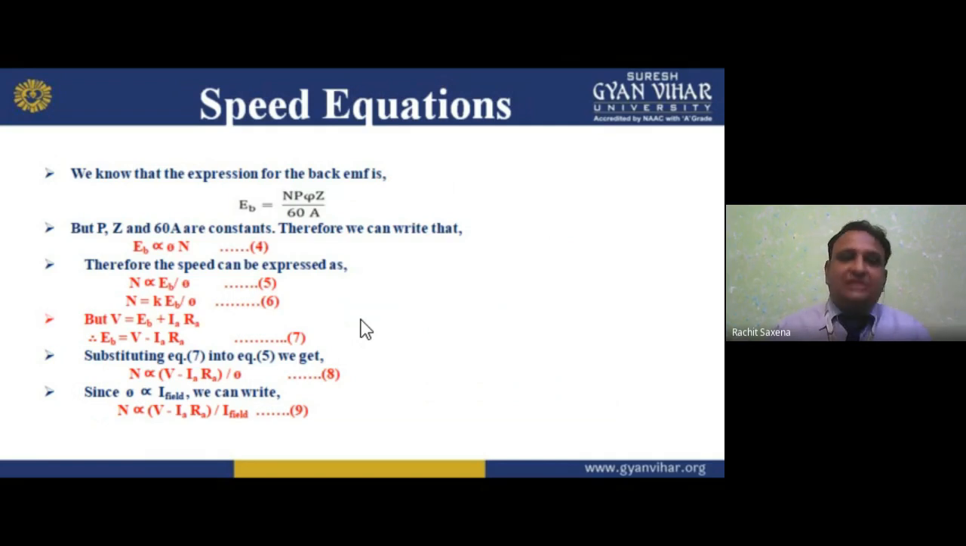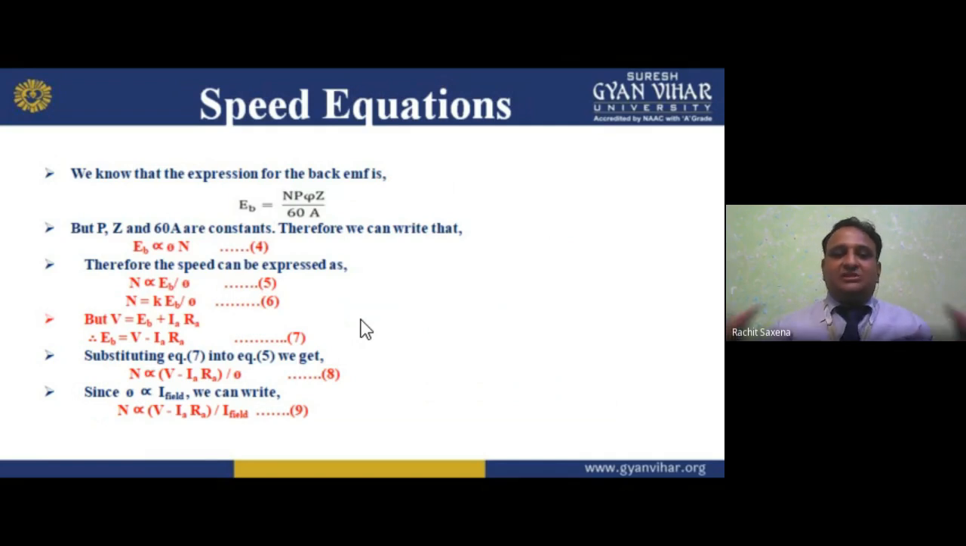We can also write N is equal to K E_B upon phi, because if I want to remove the proportionality, I have to write the constant. So I am representing K as a constant here. Now, V is equal to E_B plus I_A R_A. Voltage equation, we have already got it. So E_B is equal to V minus I_A R_A.